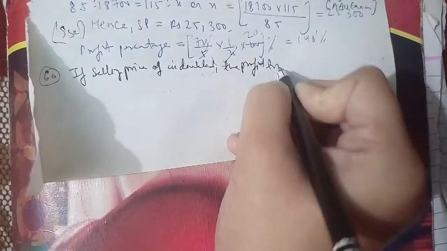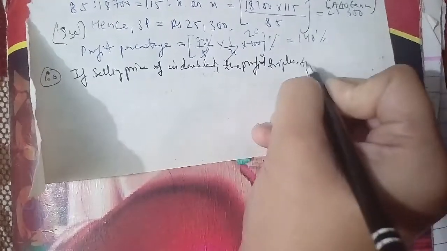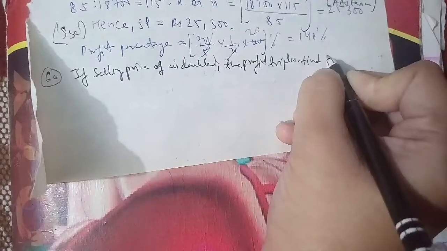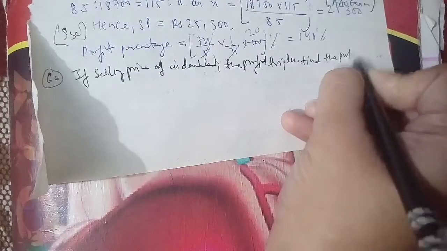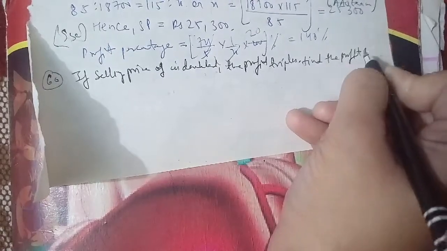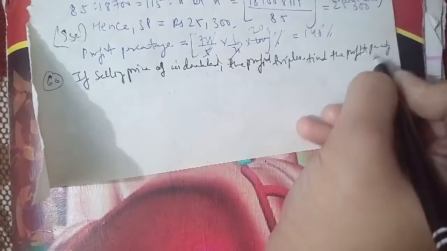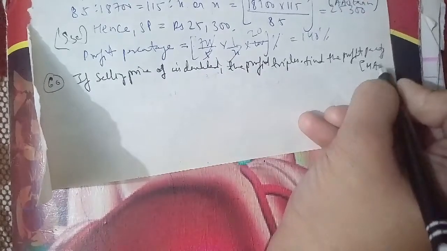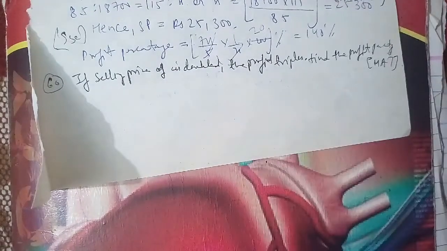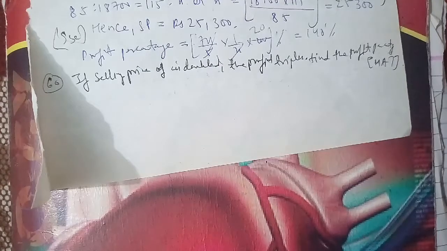So let CP be rupees X and SP be rupees Y. Then 3y minus x equals 2y minus x, that is, y equals 2x.